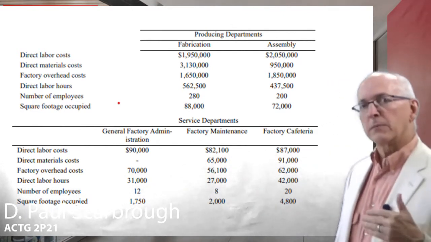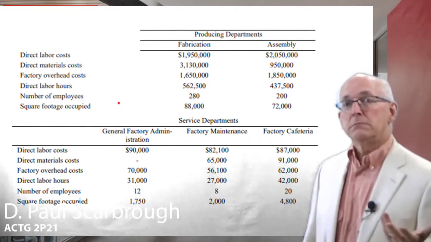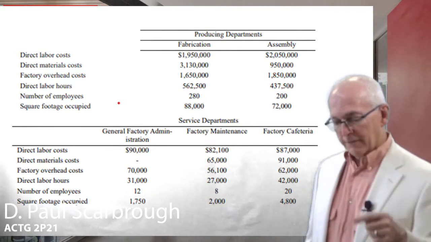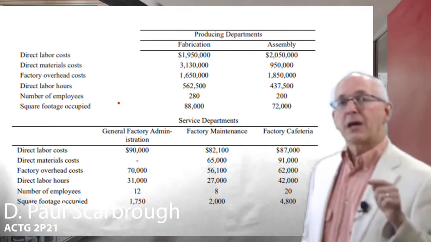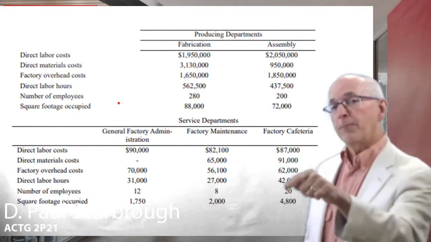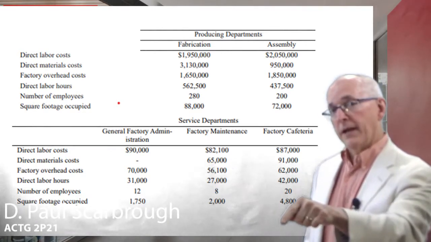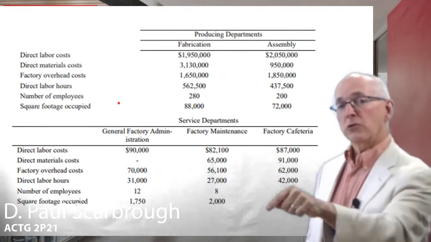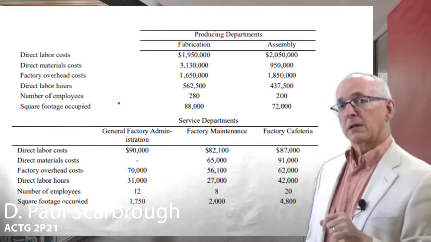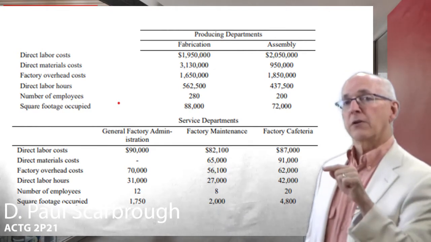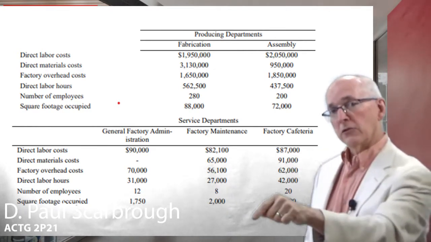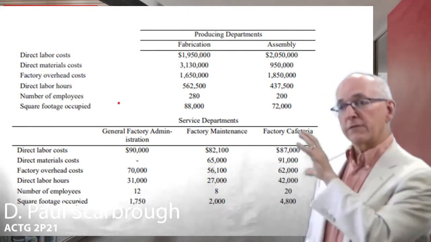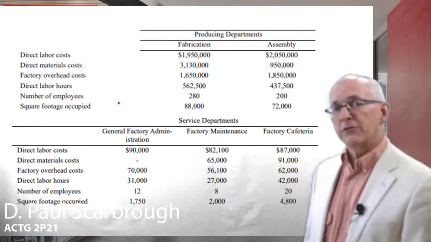Notice that the service departments also have direct labor. Why? Everyone that works in the factory administration department, their salary is direct to that department. Everyone that works in the maintenance department, their salary is direct to the maintenance department. And the factory cafeteria workers' salary is direct to the cafeteria. So actually, at the level of service departments, all labor is direct labor.